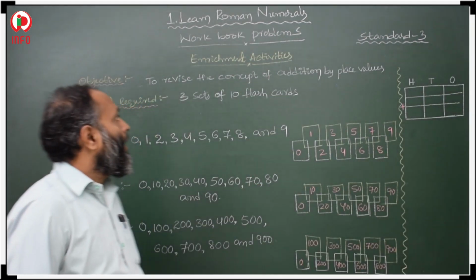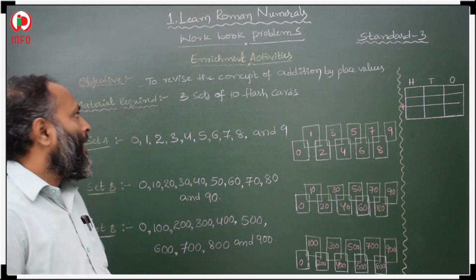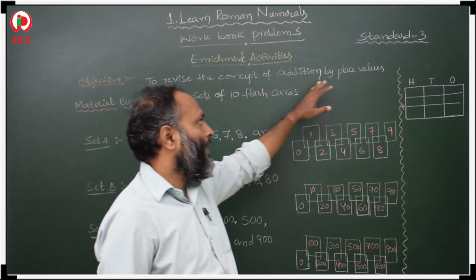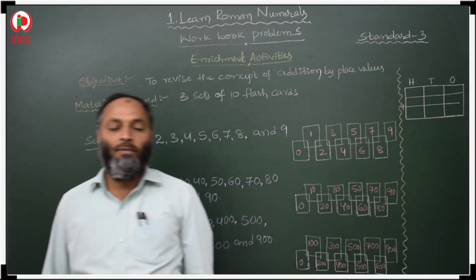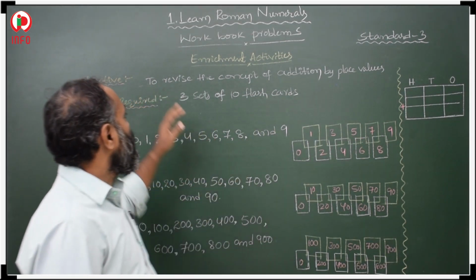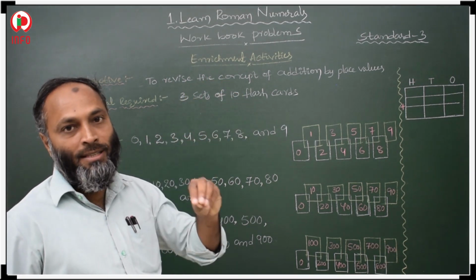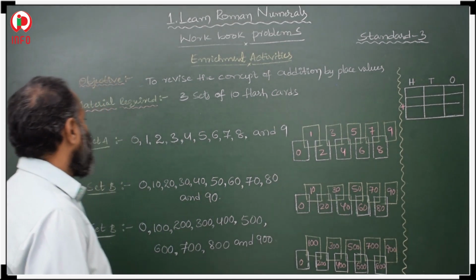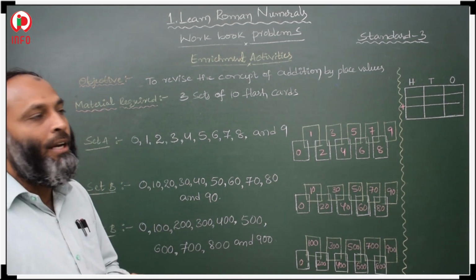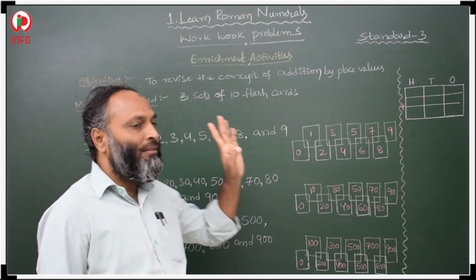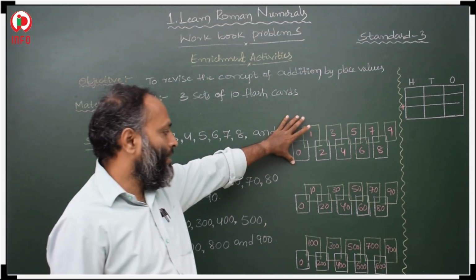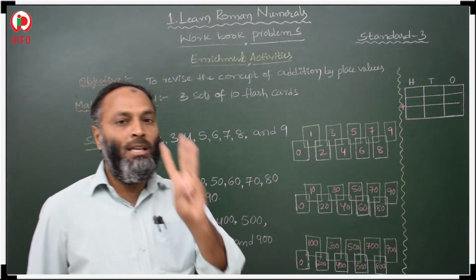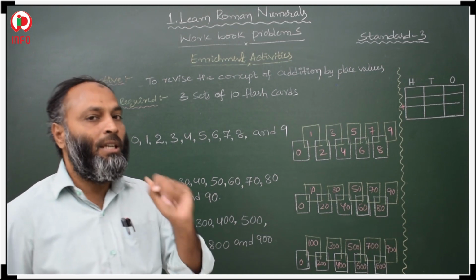Okay. Now students, enrichment activity. In this enrichment activity, what we have to do? We have to revise the concept of addition by place value. So what material do we need? We need 3 sets of 10 flash cards. Here one set, here another set, here another set. 1, 2, 3. 3 sets with 10 flash cards in each set.